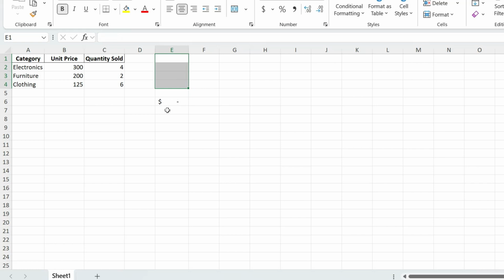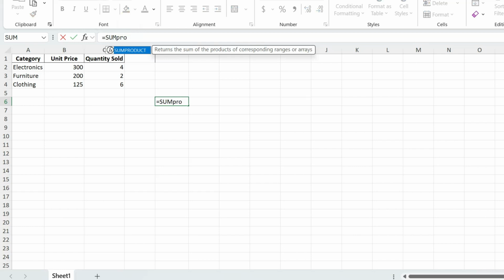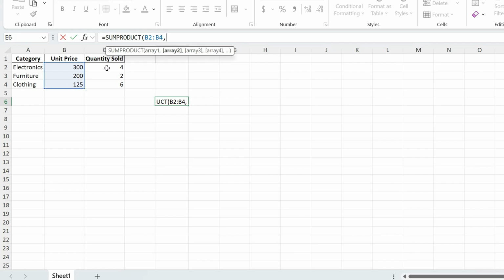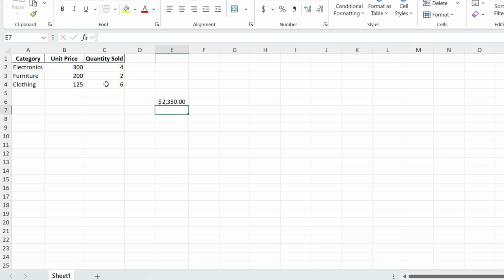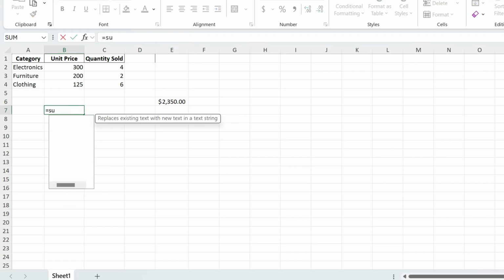We delete the sales column and we write SUMPRODUCT. Now we choose array 1 as unit price and array 2 as quantity sold. Now you see we don't have a sales column, but we found the total sales. But if we use one sum multiplied by another sum, it will give the wrong answer.